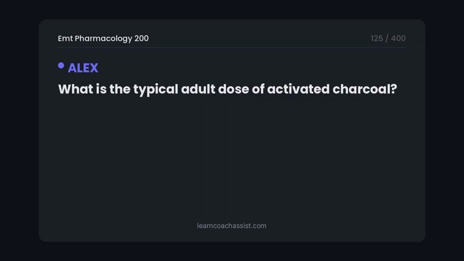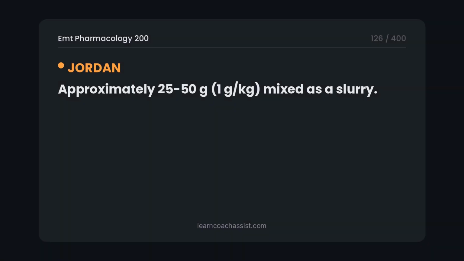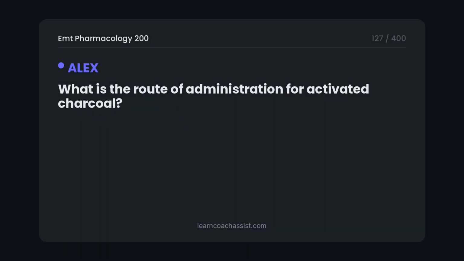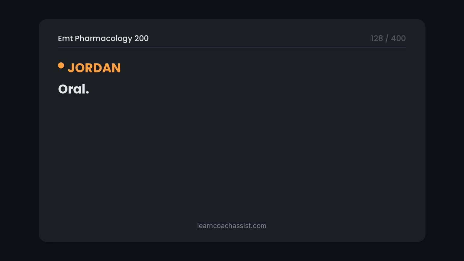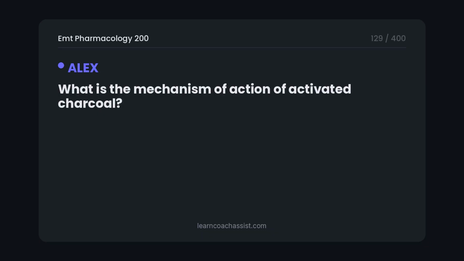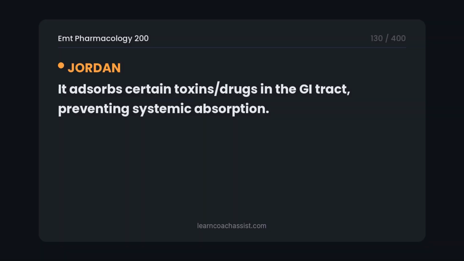What is the typical adult dose of activated charcoal? Approximately 25 to 50 g, 1 g/kg, mixed as a slurry. What is the route of administration for activated charcoal? Oral. What is the mechanism of action of activated charcoal? It absorbs certain toxins/drugs in the GI tract, preventing systemic absorption.